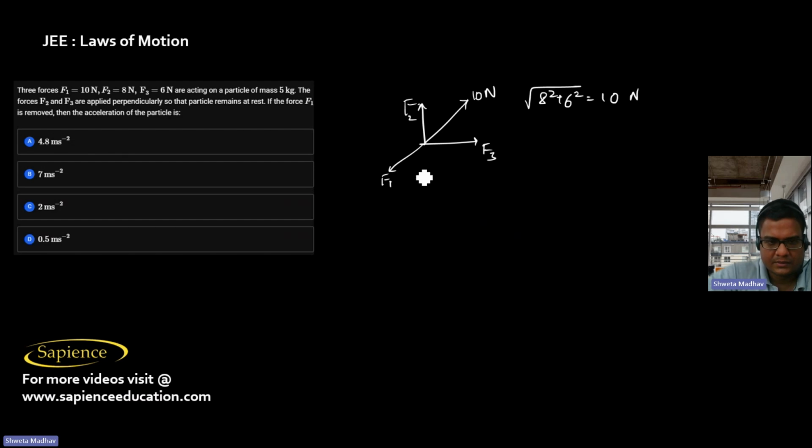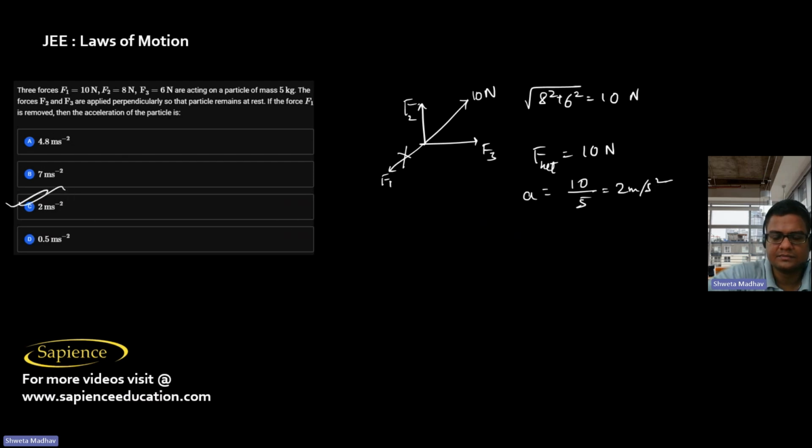So F2 and F3, if they are kept perpendicularly, then their resultant will be square root of 8 square plus 6 square, that is equal to 10 Newton, and it should act opposite to F1. So if the force F1 is removed, then the net force acting on it will be 10 Newton only, and then the acceleration will be force by mass. Mass is 5 kg, so that is 2 meter per second square. So option C is the correct answer.